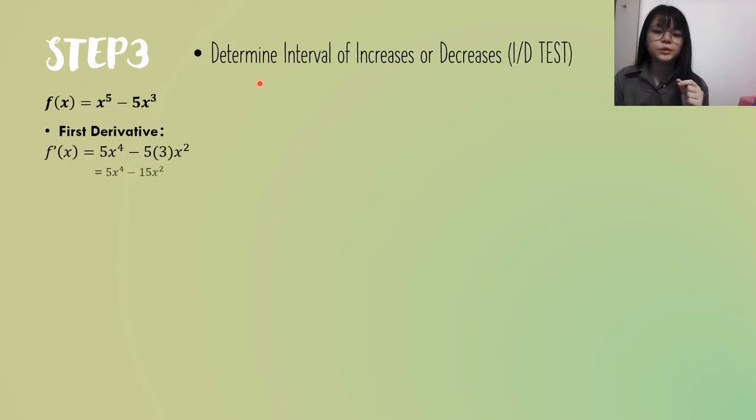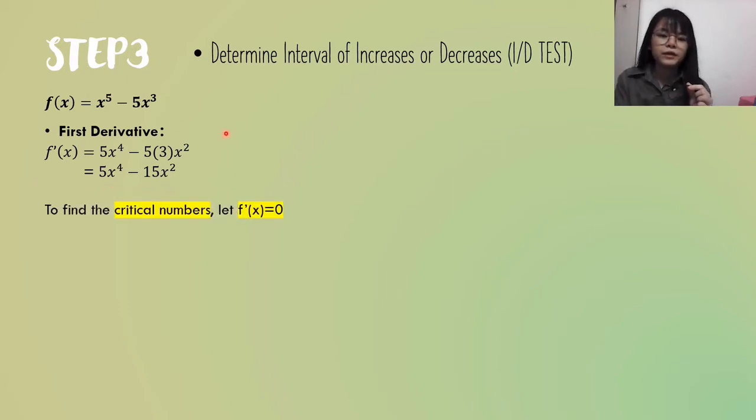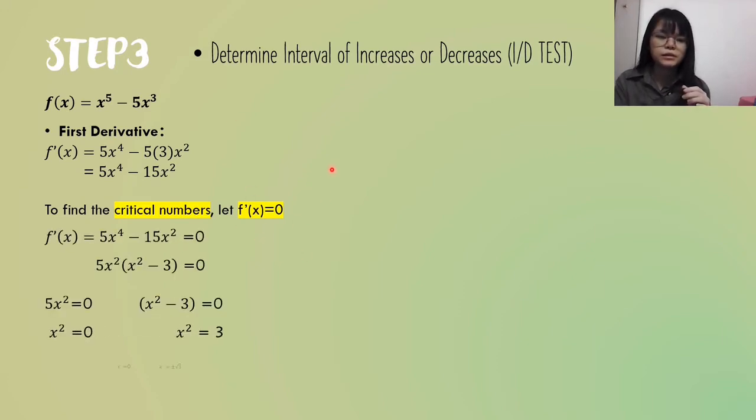Okay, step 3 is to determine the intervals of increase or decrease, so we need to do the I/D test. We found the first derivative is equal to 5x to the power 4 minus 15x squared. Then to find the critical numbers, we let the first derivative be equal to 0. And then we got x is equal to 0, square root 3, and negative square root 3.